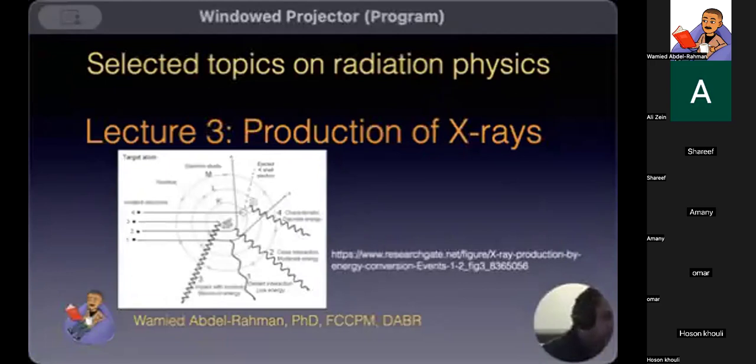So is it clear? Can you see the presentation? Yes, you can see it.